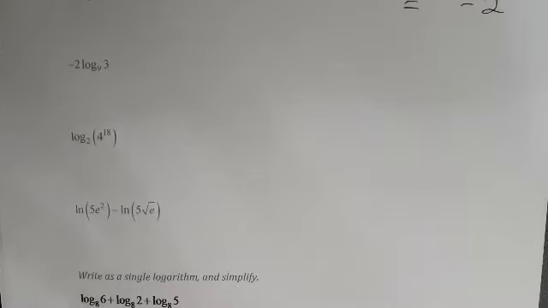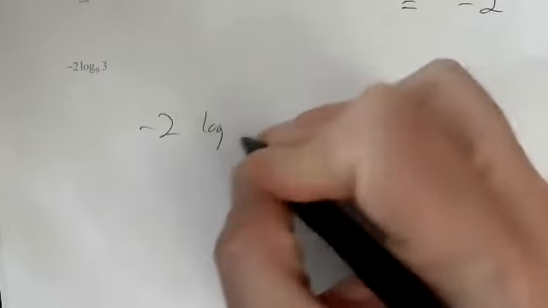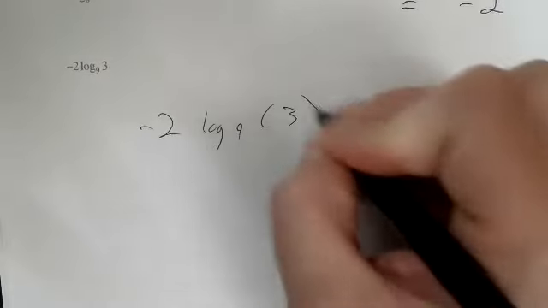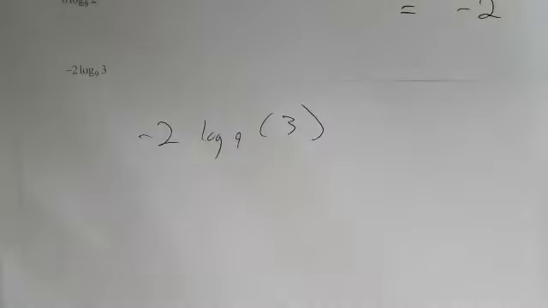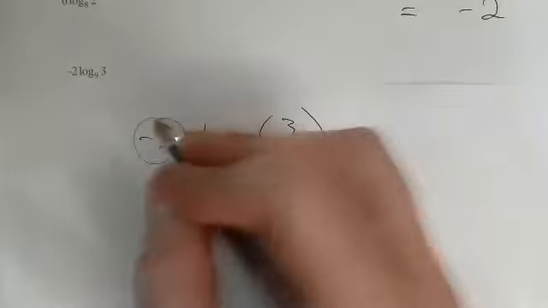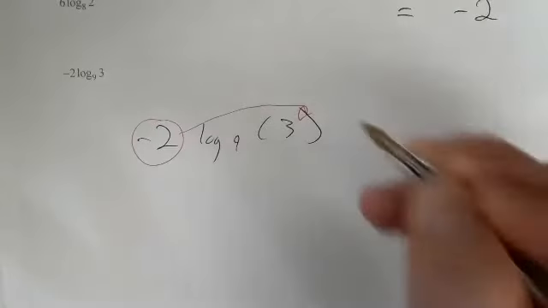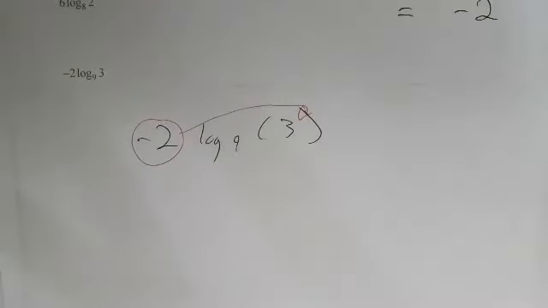Okay, and with this next one, I want to look at this property. And so what property am I using on this one? -2 log base 9 of 3. So you might notice this is still one log. It's not that first property. So it's got to be that last property, number 4. So what I want to do is take this and raise it as an exponent of the thing inside the log.